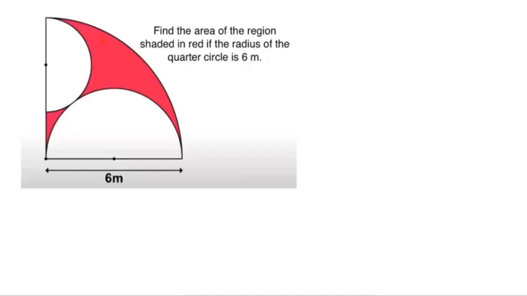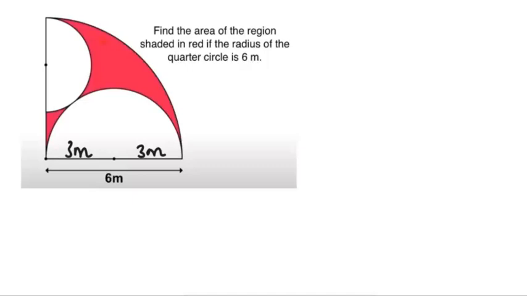One is the big one and one is the small one. So here, the bigger semicircle has its diameter as the radius of the quarter circle, which is 6 meters. Therefore, the radius of this big semicircle is 3 meters.